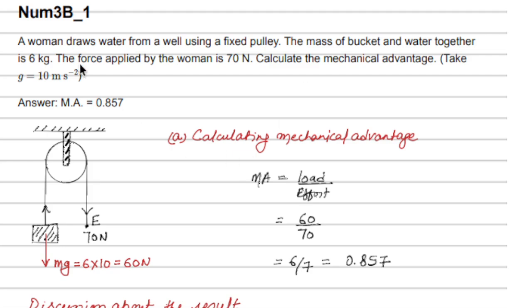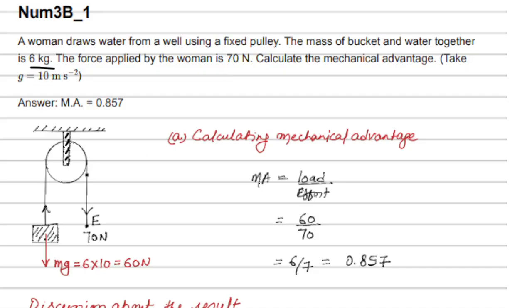Let us discuss this question. A woman draws water from a well using a fixed pulley. The mass of bucket and water is given together as 6 kg. The force applied by the woman is 70 Newton. We need to calculate the mechanical advantage.